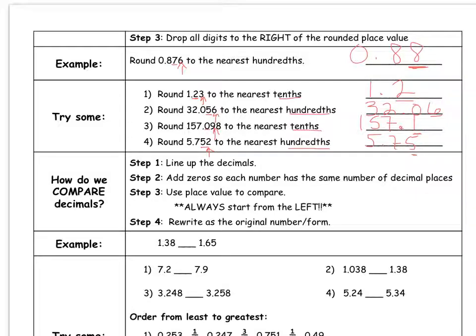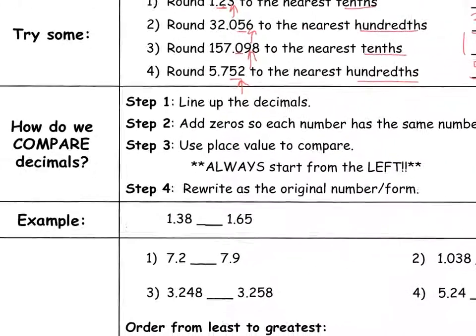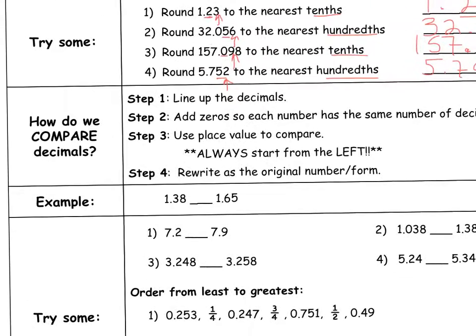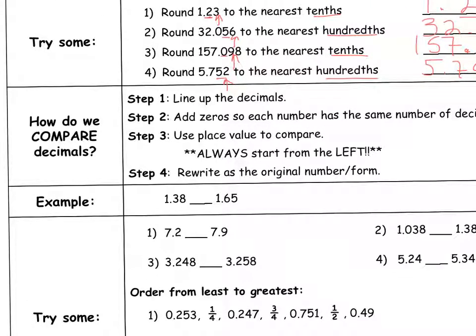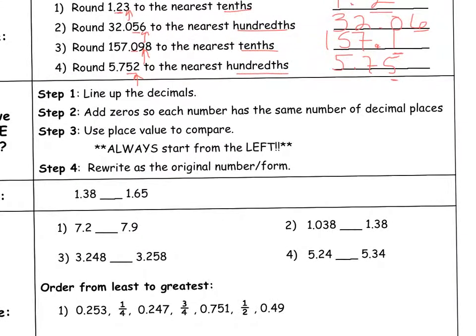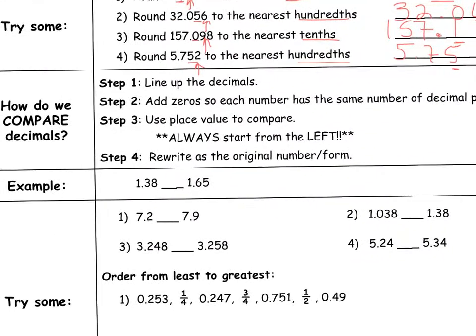All right, how do we compare decimals? First of all, we've got to line up the decimals. Step 2, we're going to add zeros so each number has the same number of decimal places. In step 3, you are going to use decimal place value to compare. We're always going to start from the left. Then you're going to rewrite as the original number or form.